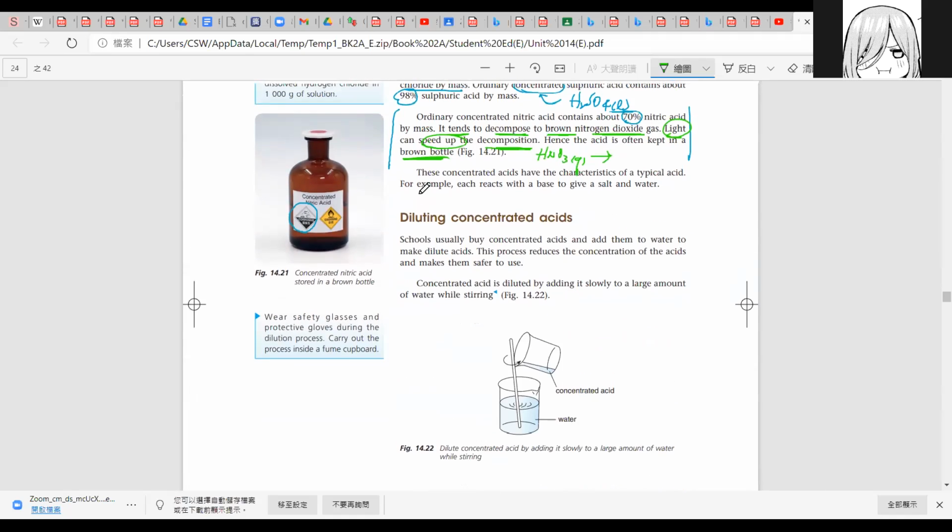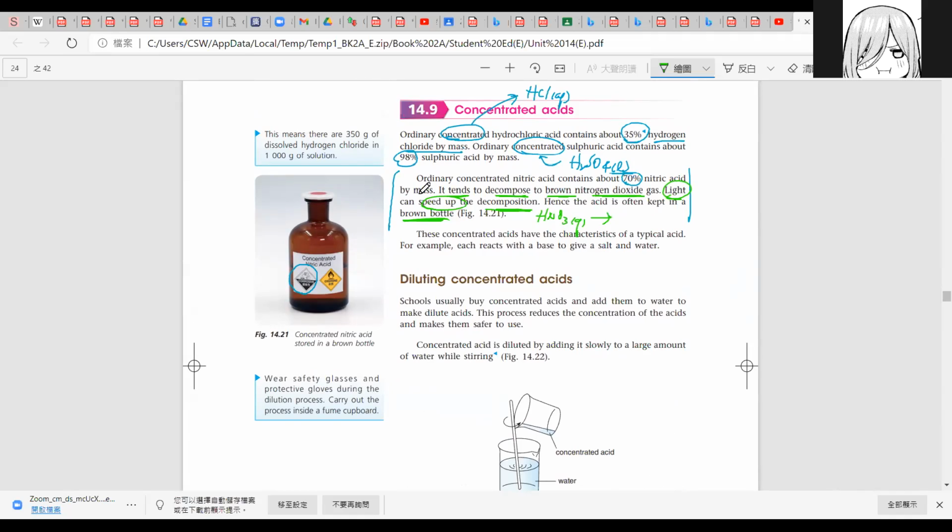Could you please write here such that all of you would get to know? Remember to balance the equation to tell the photo decomposition. The decomposition under light, we call that photo decomposition. It decomposes under sunlight, so we call it photo. Any term with photo means light.